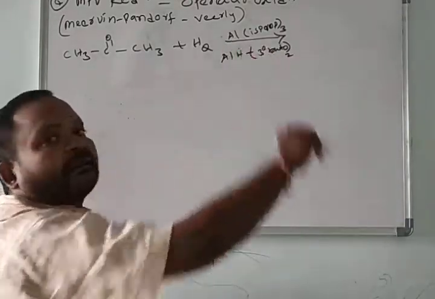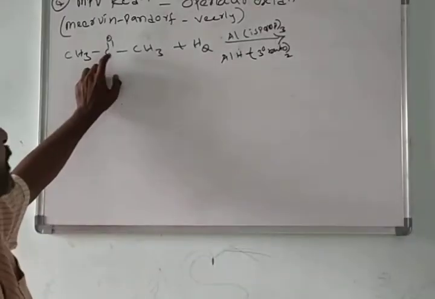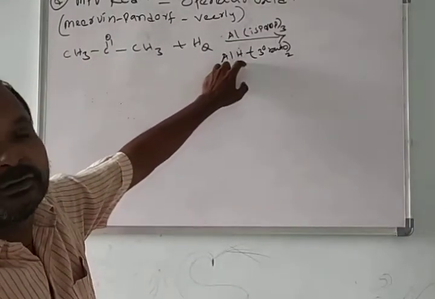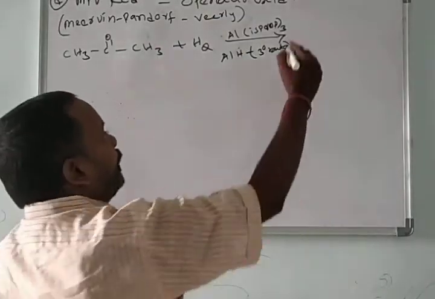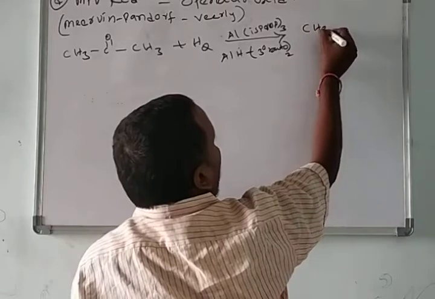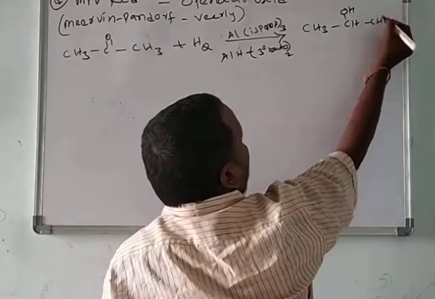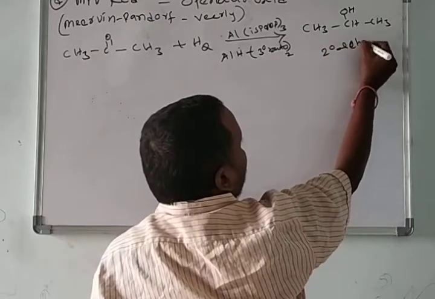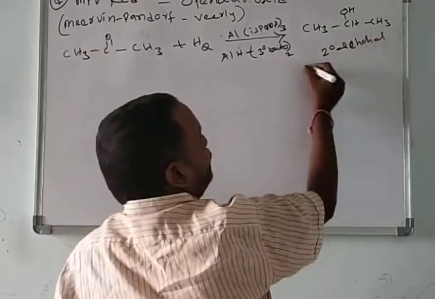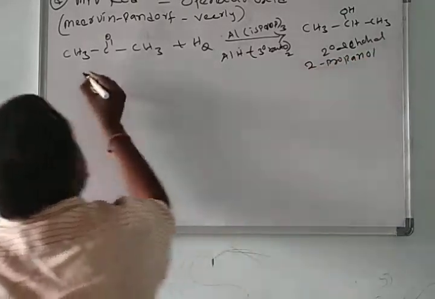Okay, this acts as a reducing agent. This can reduce acetone into alcohol. Acetone into secondary alcohol. Here it is a secondary alcohol. We call it 2-propanol. Okay, it is acetone.